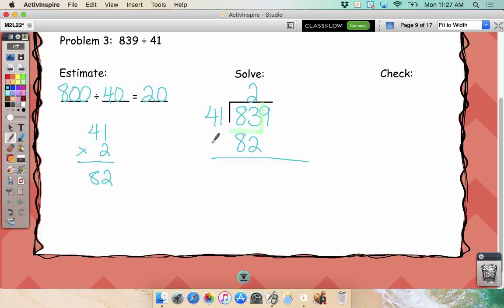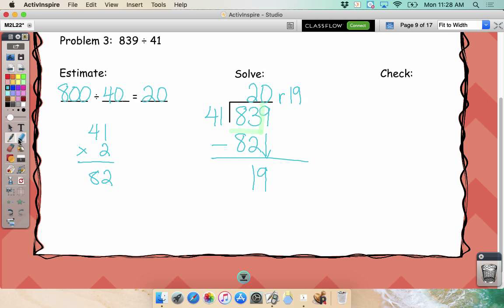Yeah, we can do some of this stuff in our heads. So that gives me 19 once I bring my 9 down. Now, do any of you remember what you do when your number is too small to divide? You put a 0 up. So it's a 0, and this is remainder 19.